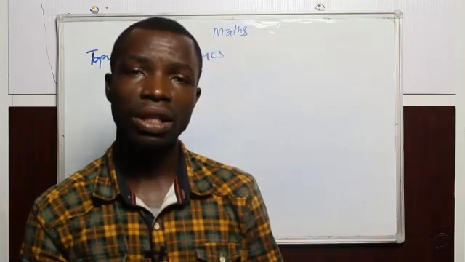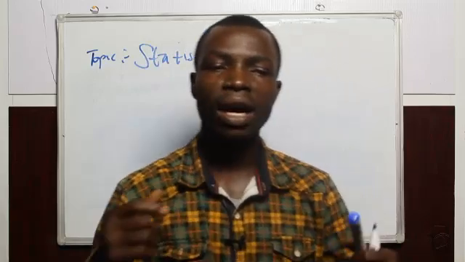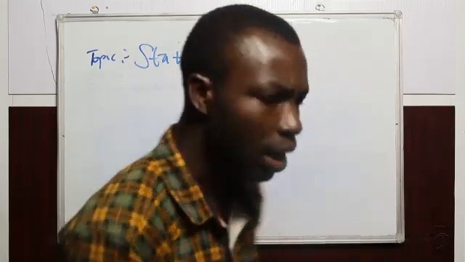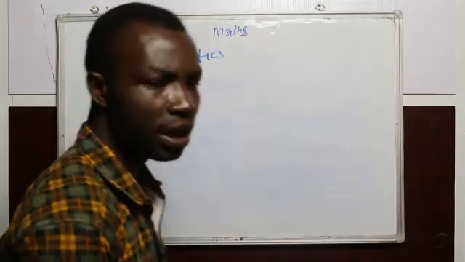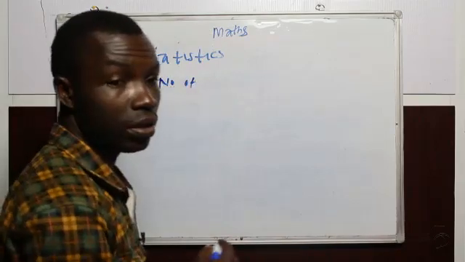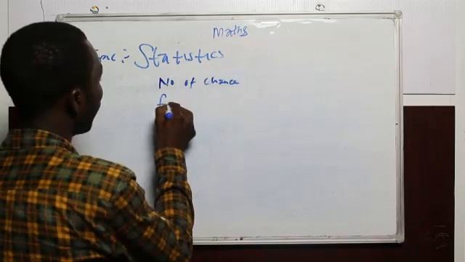Earlier on, I introduced frequency to you, but now I want to show you the frequency distribution of measures of central tendency. Example: calculate the mean, the mode, and the median of this distribution. We have the number of chances and we have frequency.